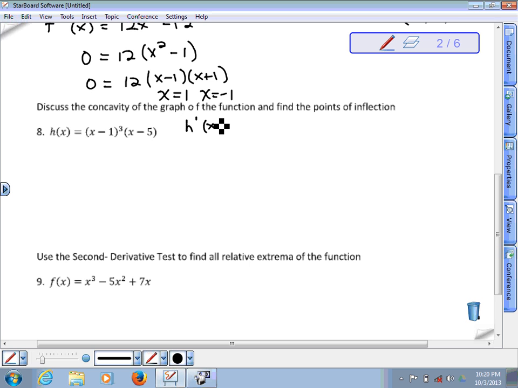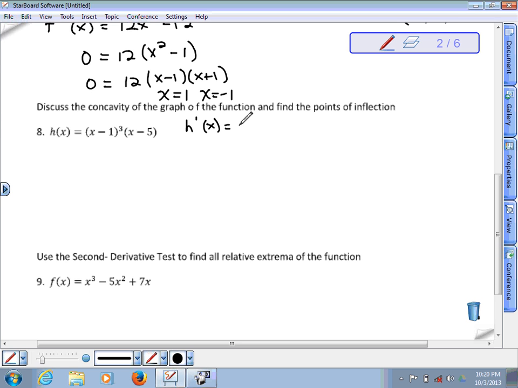So start with the first derivative, h prime of x. Now these two are forming a product. Remember the product property. If h of x is the product of two separate functions, f of x times g of x, and the derivative is f prime of x times g of x plus f of x g prime of x. That's the product property.